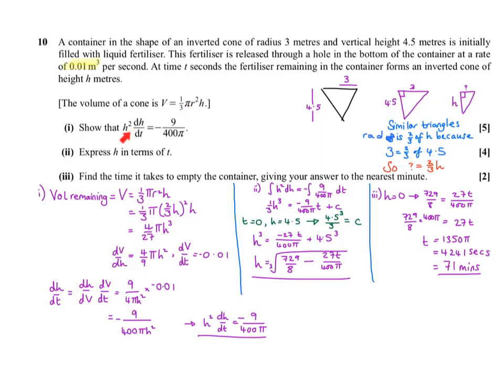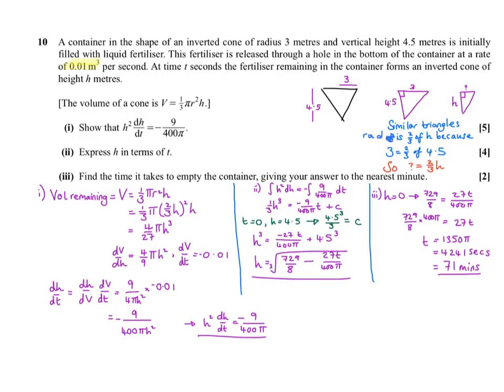So you need to start thinking, well, how can I get rid of R? So read the question again. On your diagram, you've got a radius, you've got a height. As the fertiliser goes down, you've got a height of h, and you need to know what the radius is of the fertiliser that's left.